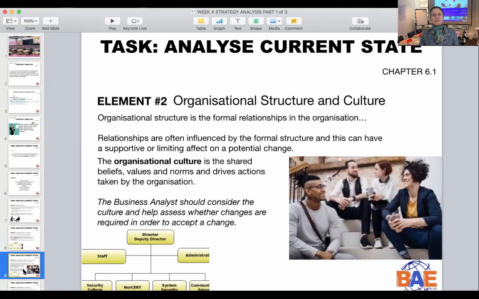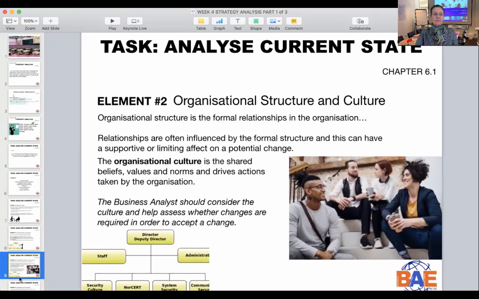Then the organizational culture: this is basically all the shared beliefs of the organization, the values that we work against, as well as the norms. And this tends to drive the actions of the organization. So it's really good to understand what the culture is, because this helps us to assess whether changes are required in order to accept the change to the culture.